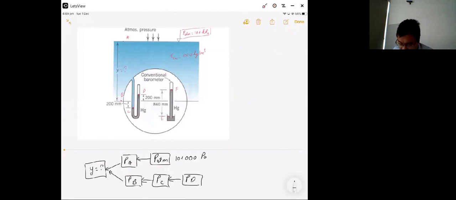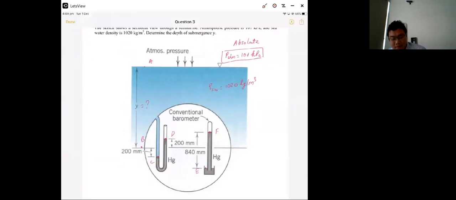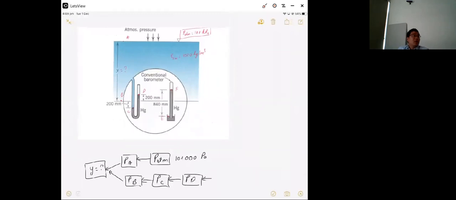PD, how to find PD? PD will be equal to PE, because between D and E is air. So pressure change in the air is very small. So pressure D will be equal to pressure E. And how to find pressure E? You can find pressure E if you know pressure F, PF. And how to find PF?